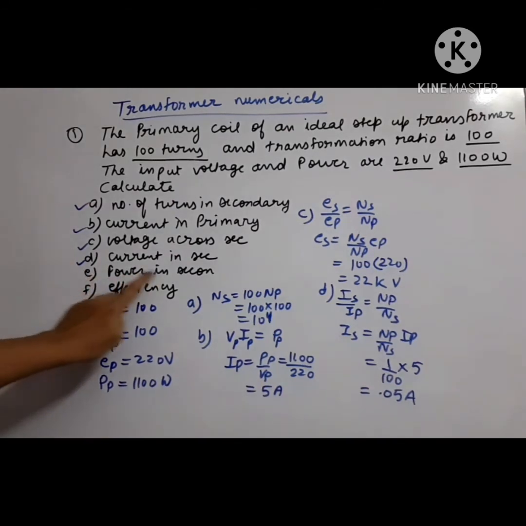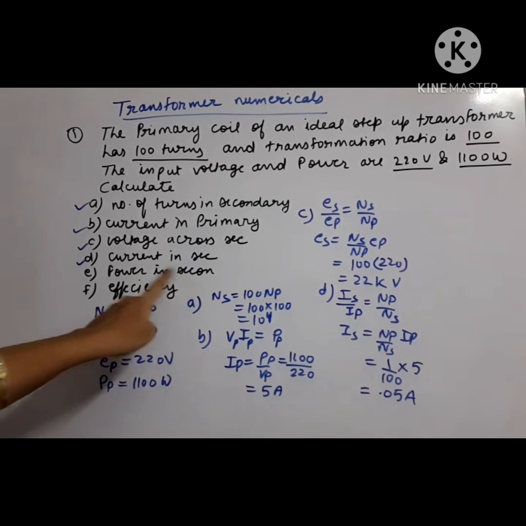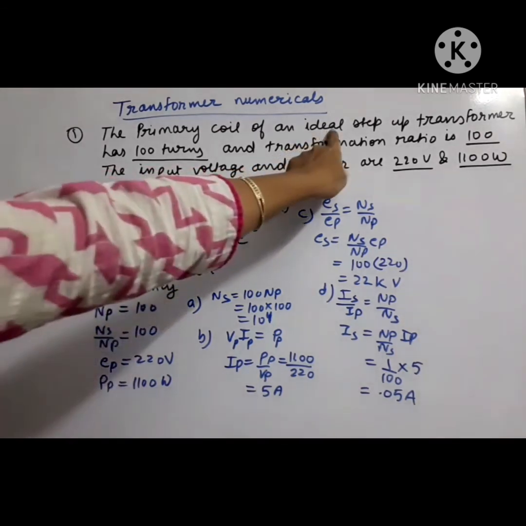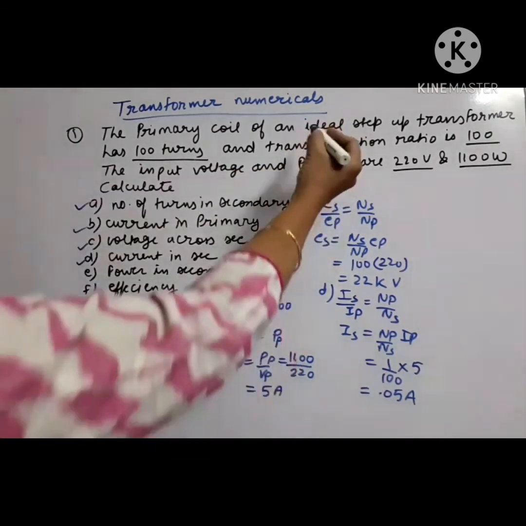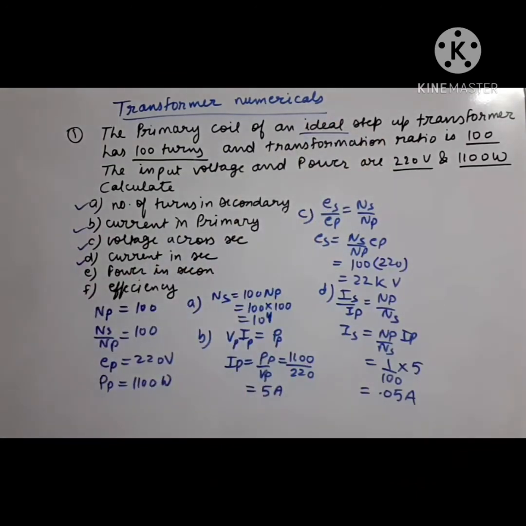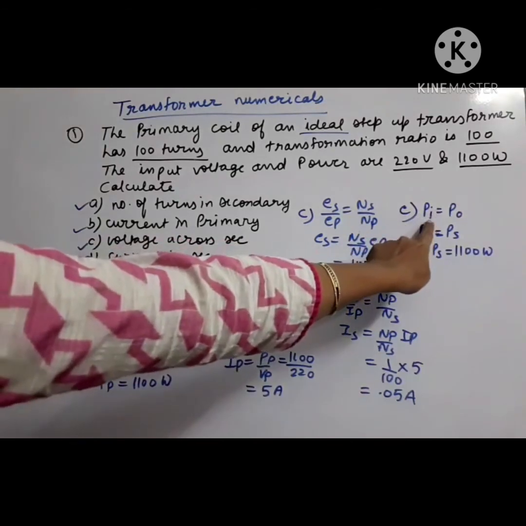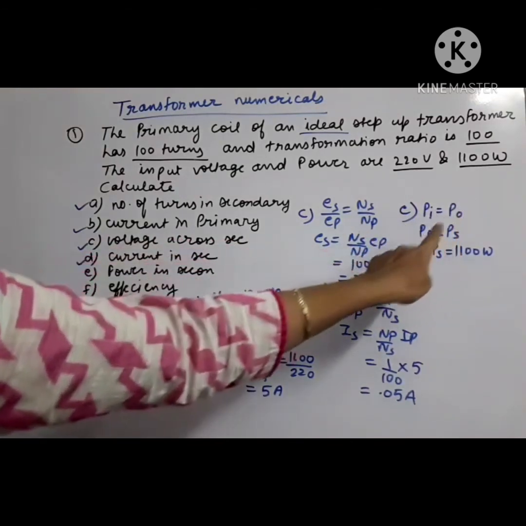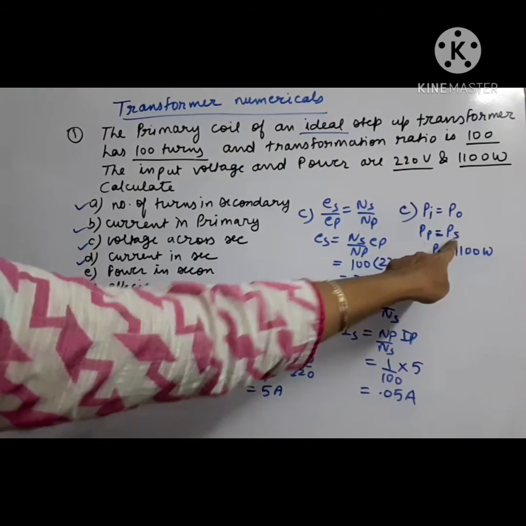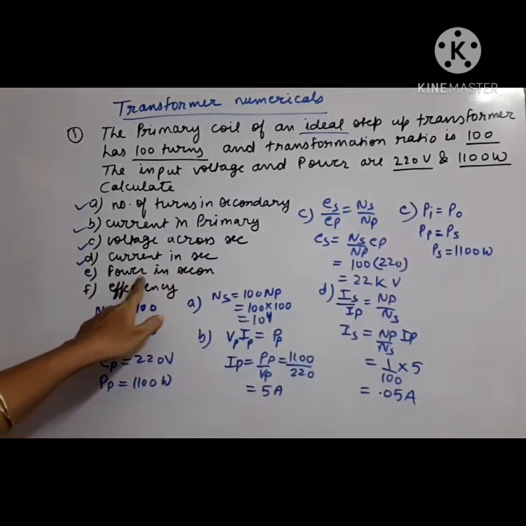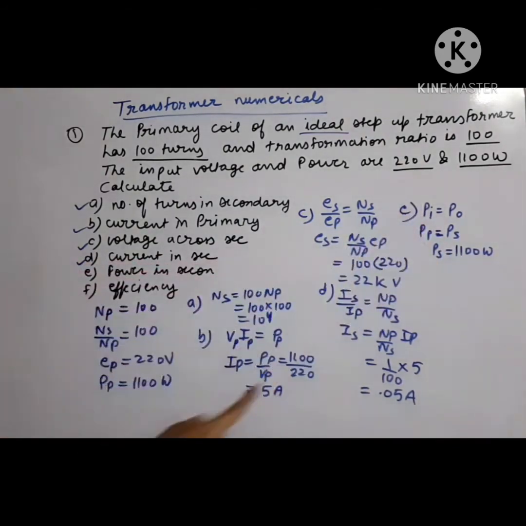Last two terms are power in the secondary and efficiency. Power in secondary and power in primary are actually equal because it is written that it is an ideal transformer. Whenever the word ideal transformer is written, that means power out and power in are the same. Ideal means power in primary and power in secondary are the same. So how to solve power in secondary? It is equal to power in primary, which is already given as input power. This way our term is solved.